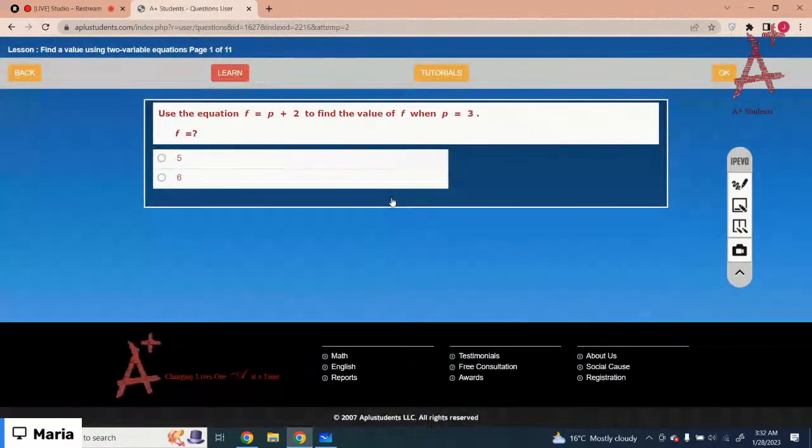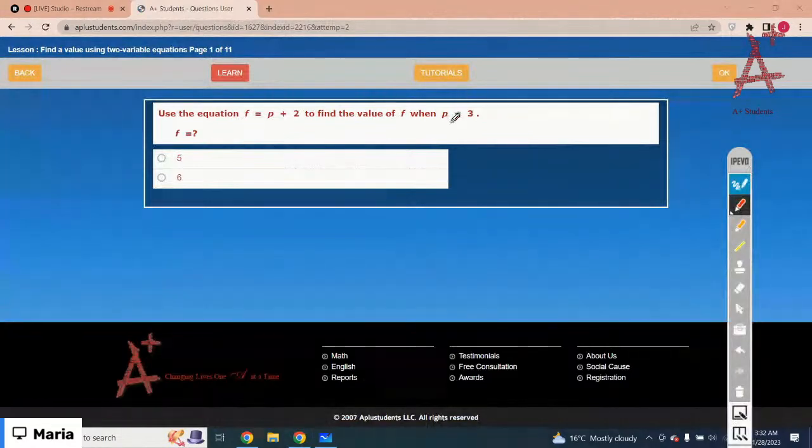Okay, use the equation F equals P plus 2 to find the value of F when P equals 3. So P equals 3. Just put the value, it would be 3 plus 2, and 3 plus 2 equals 5. Got it? That means the value of F equals 5. So just select the correct option. The correct option is 5.